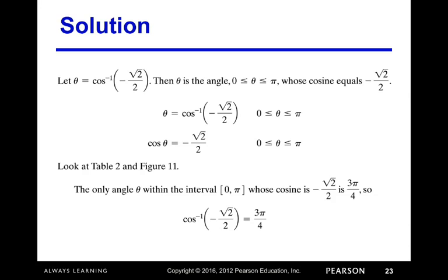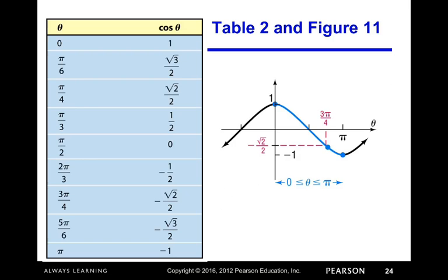for cosine to be negative, it has to be in the second quadrant, and that would be a 45-degree reference angle in the second quadrant, which would be 3 pi over 4. So that's the angle that would have a cosine of negative square root of 2 over 2 that is between 0 and pi. Okay, and you can see this is where it's going to show we want negative square root of 2 over 2 right here. Okay, it'd be 3 pi over 4.